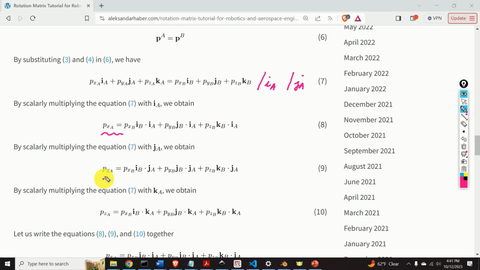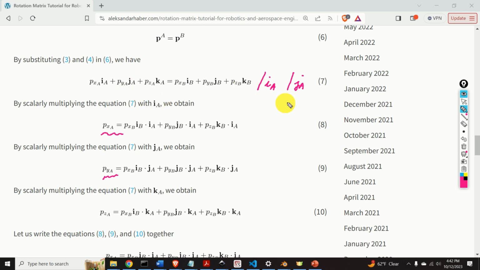And as the result, we obtain this equation. The logic is the same. Over here, we will only have this term due to the fact that JA is collinear with JA. They are equal, so their scalar product is equal to 1. And these other two terms, when they are multiplied by JA, will become 0.